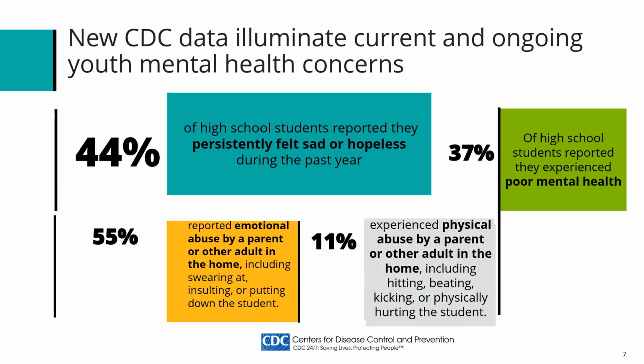44% of high school students reported they persistently felt sad or hopeless during the past year. You can see, in addition to that data, alarming rates of both physical and emotional abuse being reported. And this relates back to the issue around the decline in mental health in adults during the pandemic and following, as well as in children and adolescents as a result of the pandemic.